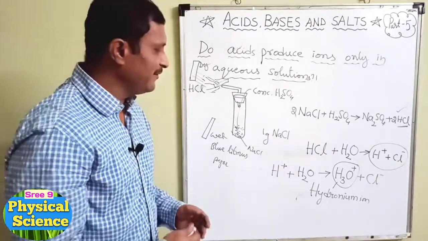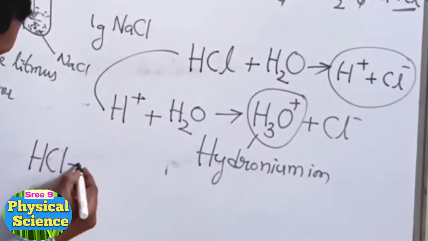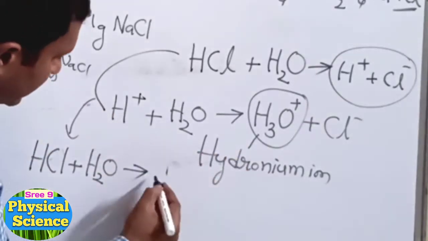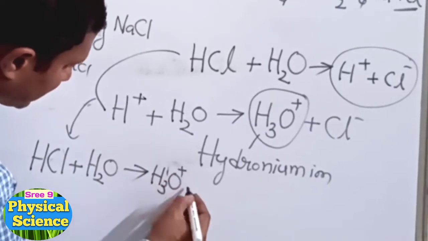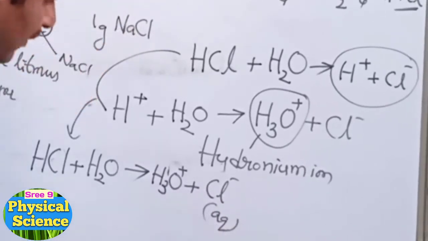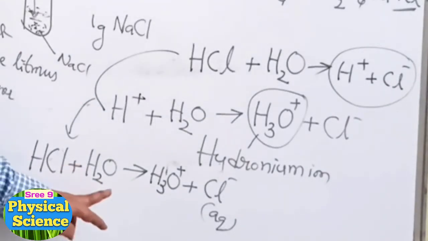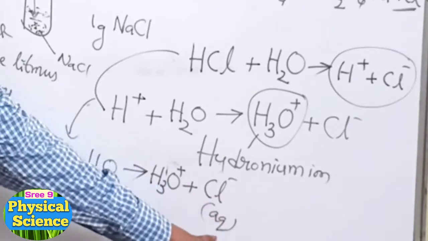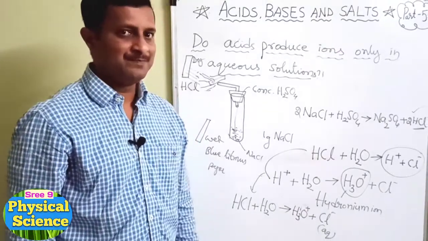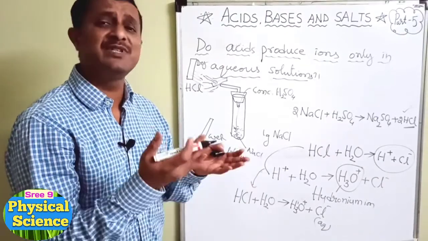Here the net reaction we write by combining these two: HCl plus H2O gives H3O plus and Cl minus, in aqueous solution. When an acid dissolves in water, it produces H3O plus ions and chloride ions in aqueous solution. Aqueous solution means the solution which is dissolved in water.